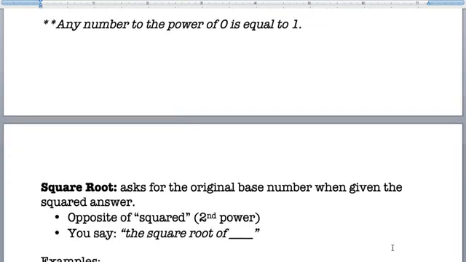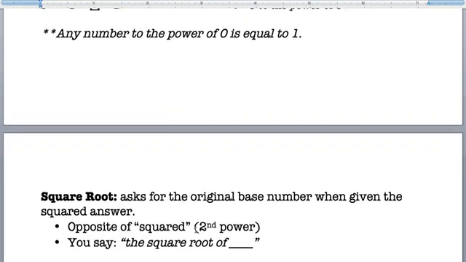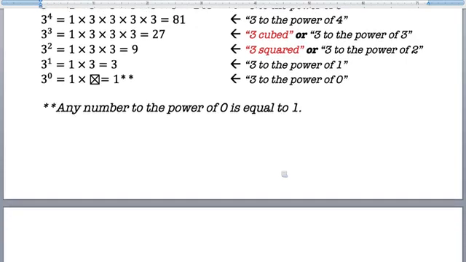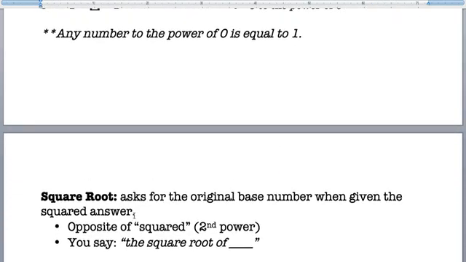Now, when we talk about square roots, it's literally the opposite of squaring something. And remember, squaring is to the second power. That was our special name for a base to the second power. So square root is going to be another important vocabulary word. You might want to bold it or highlight it. Remember, important vocabulary words go on the left-hand side of your Cornell notes. A square root will ask you for the original base number when they give you the squared answer. So they're telling you to go backwards. They're saying, hey, here's the answer. What did the base number have to be to get to that answer?